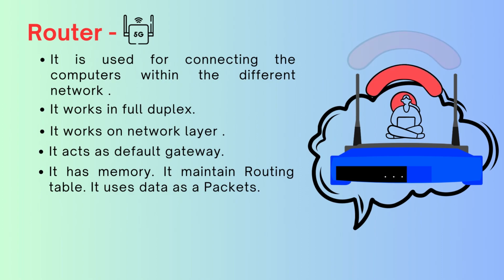Router is used for connecting computers within different networks. It works in full duplex. It works on the network layer. It acts as the default gateway. It has memory and is maintained by the routing table. It uses data as packets.